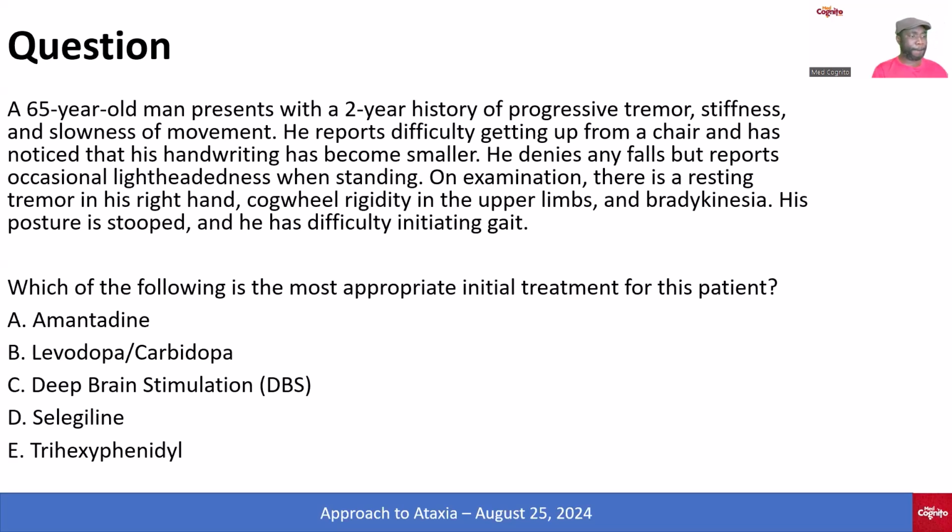A. Amantadine. B. Levodopa Carbidopa. C. Deep brain stimulation. D. Selegiline. E. Trihexyphenidine.